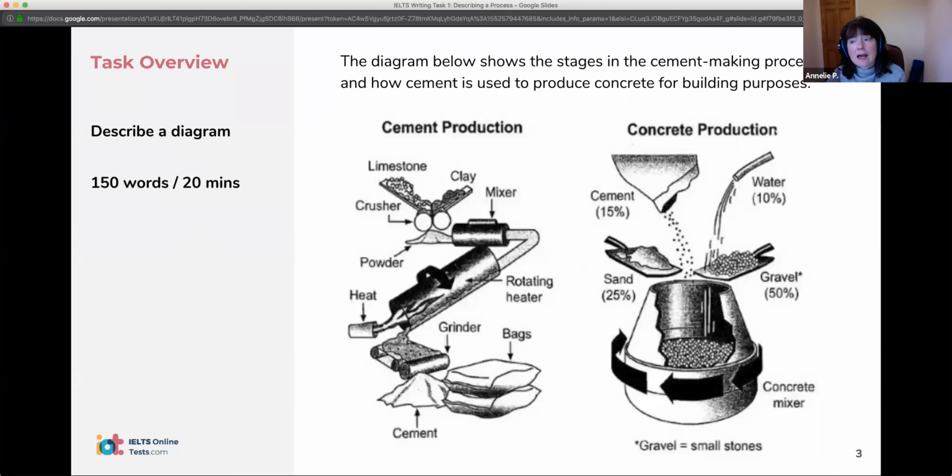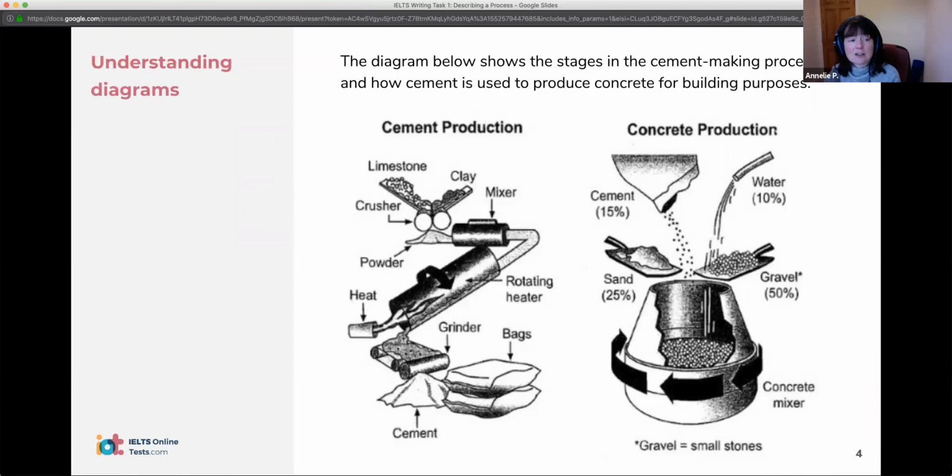Okay, and remember, minimum of 150 words, and you should really not take any more than 20 minutes for the task 1, leaving you 40 minutes for the task 2. Okay, and what is the task? You need to select the key features and describe each of the steps in turn. Okay, so let's have a look at this.